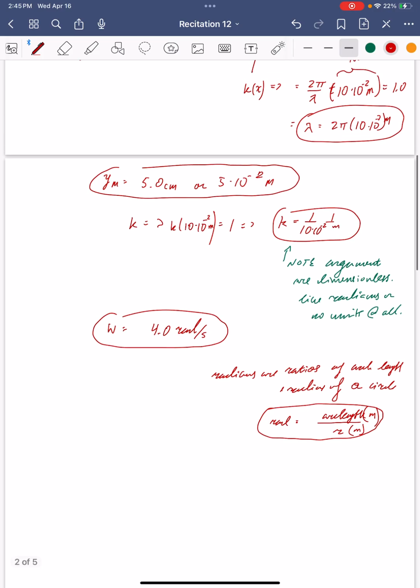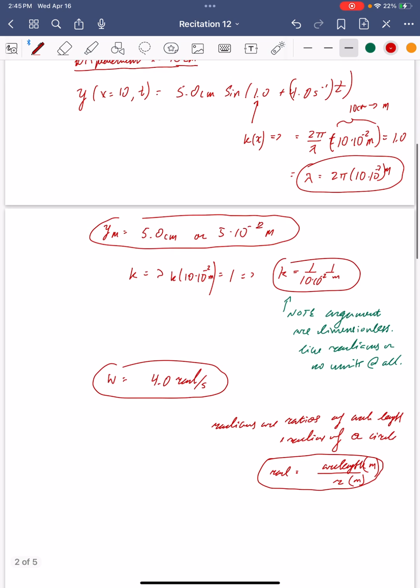So I hope that helps you folks understand a little bit about radians and the concept of finding units inside the argument of these sinusoidal functions.